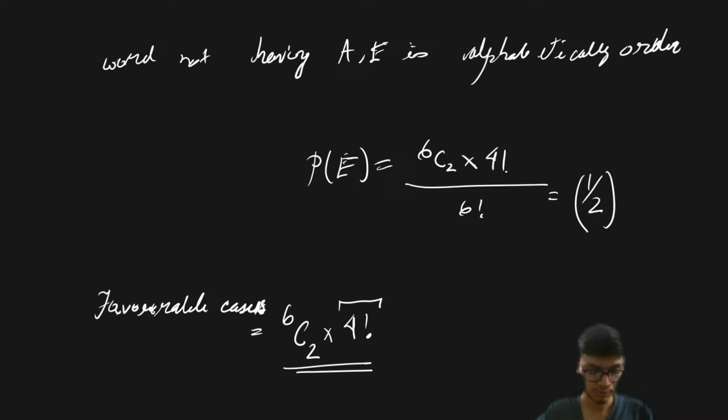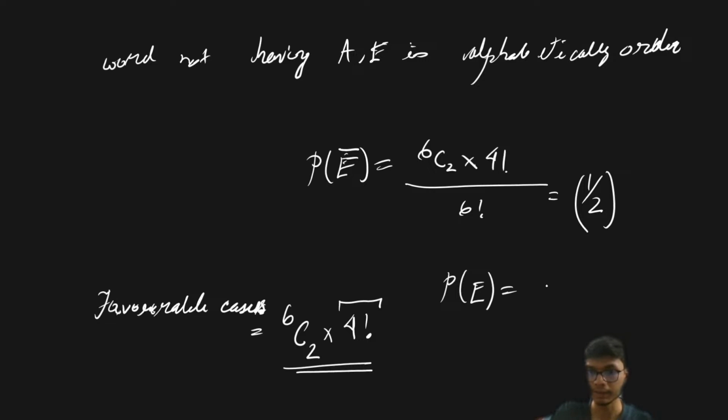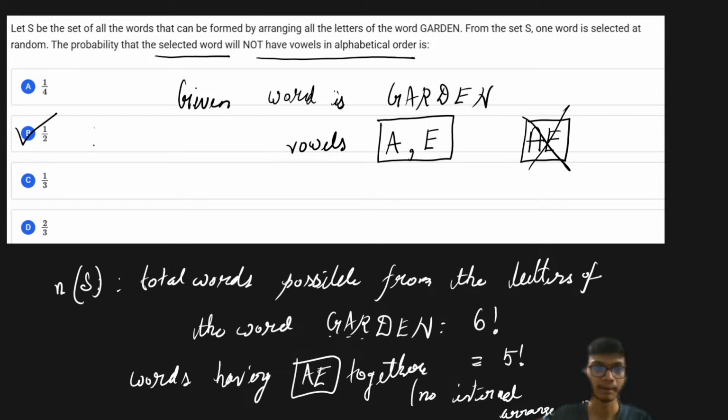Okay, so that is the probability when A and E are in order. Therefore the probability when A and E are not in order is simply given out by the complement of that, which is 1 minus 1 by 2, and that is also equal to 1 upon 2, right? So you will see that option number B is going to be the correct answer for this particular problem. I hope this is clear to all of you.